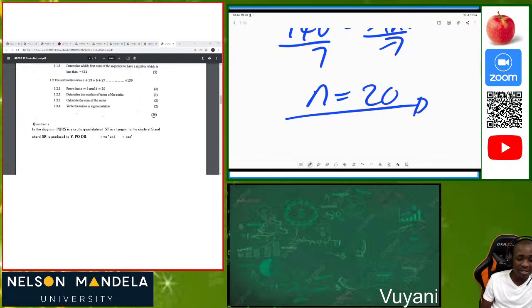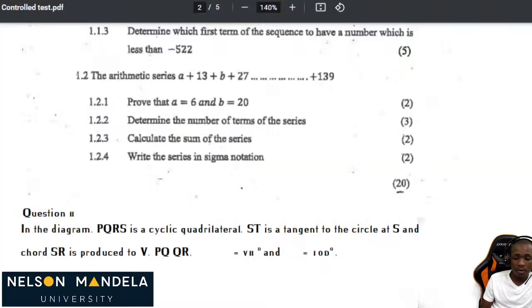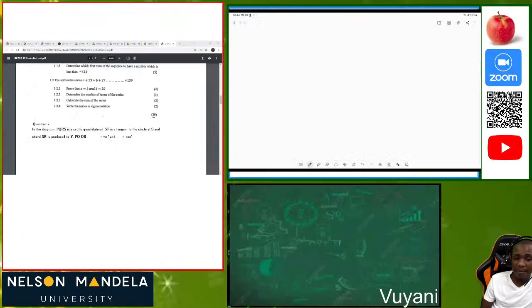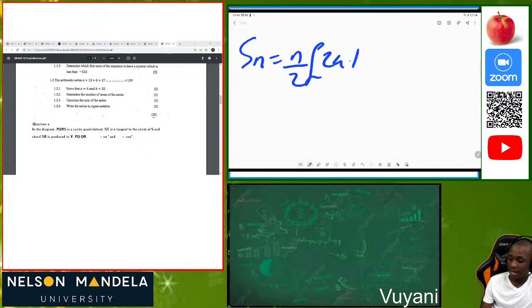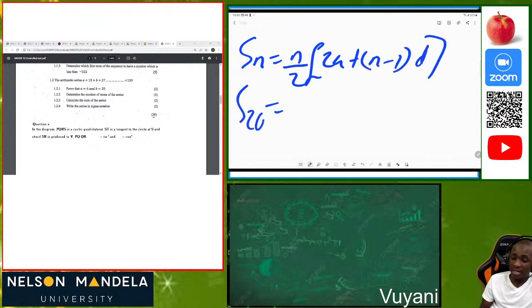Now the next question says calculate the sum of the series. This is an arithmetic series, so in order for us to calculate the sum of the series, we use the formula Sn is equal to n over 2 times (2a plus (n minus 1) times our constant difference). How many terms are in this sequence? There are 20 terms in this sequence. So it's going to have 20 divided by 2, times 2, what is our a?